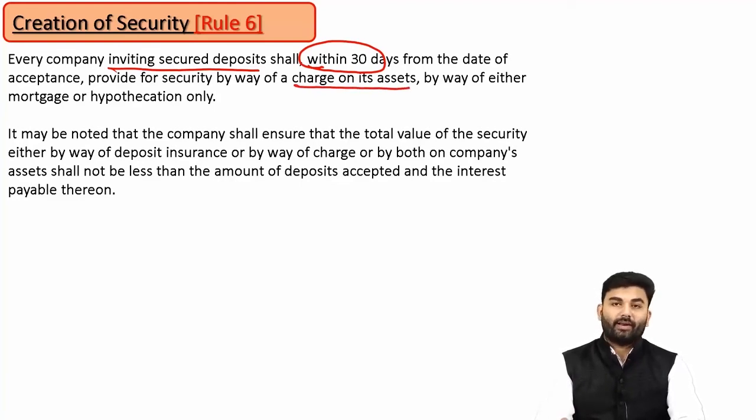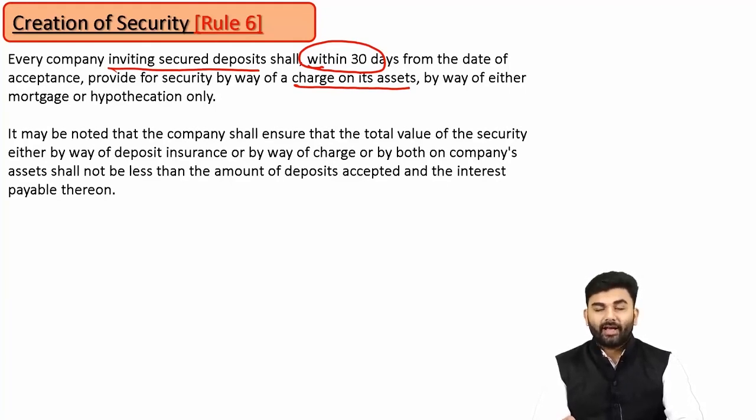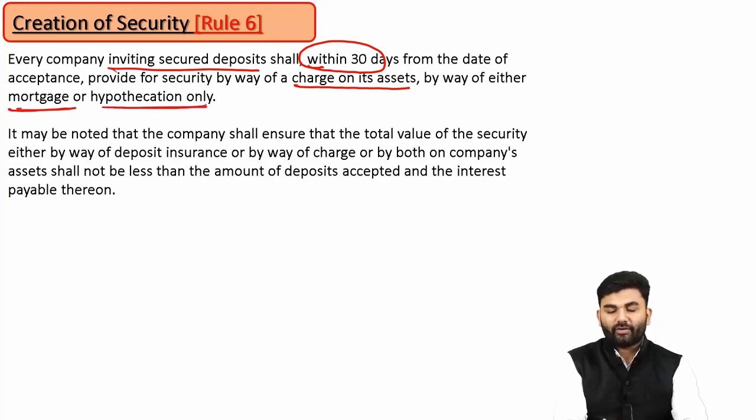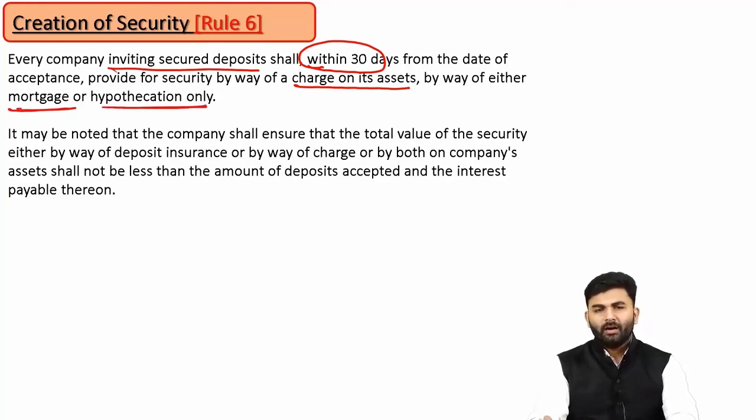See, charge is a very wide term. It includes mortgage, it includes pledge, it also includes hypothecation. Over here, the lawmaker says that whenever a company is inviting secured deposits, then the company shall, within 30 days from the acceptance of such deposit, create a charge upon its asset, either by way of mortgage or by way of hypothecation. See, what is a mortgage and what is a hypothecation, we have already discussed in detail during our regular lecture.